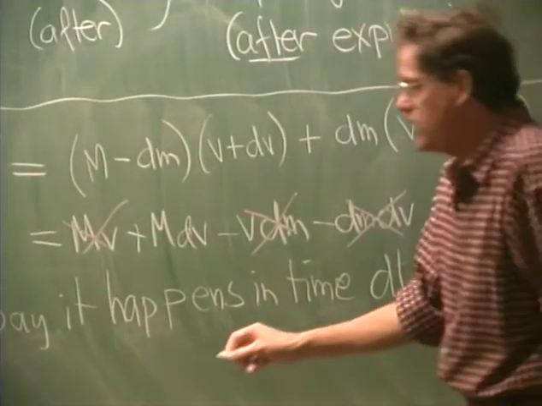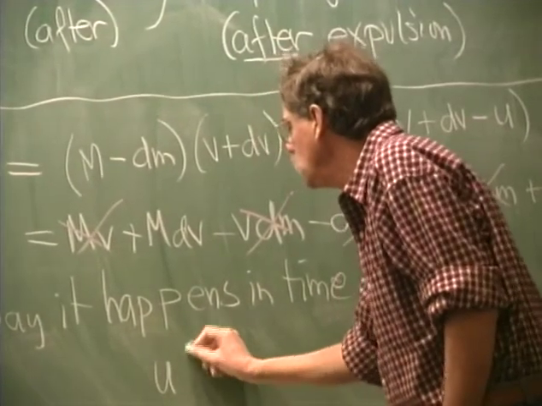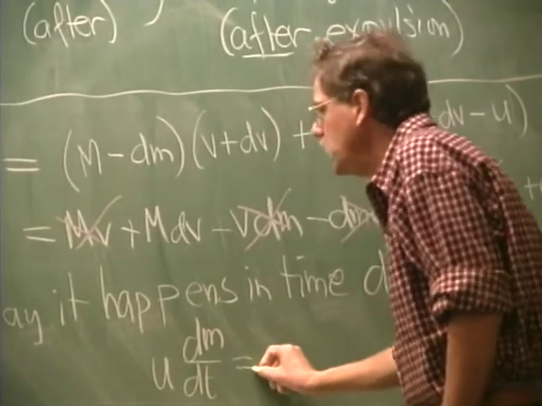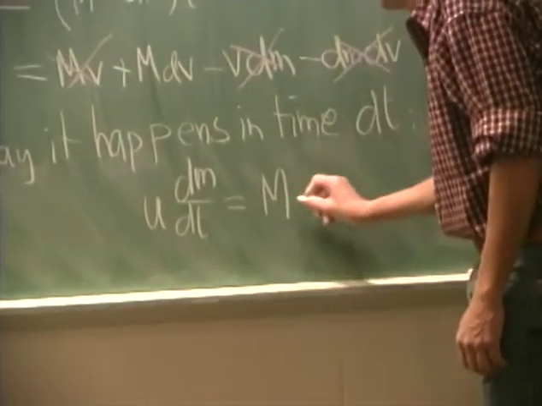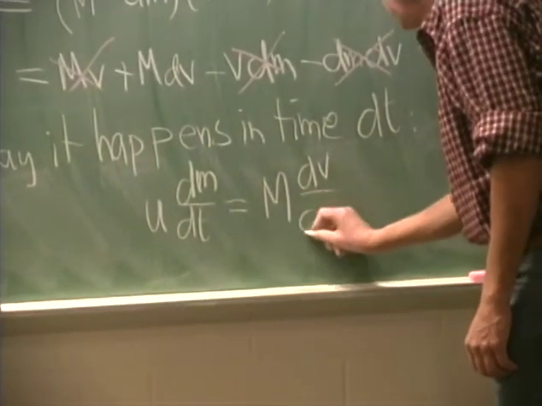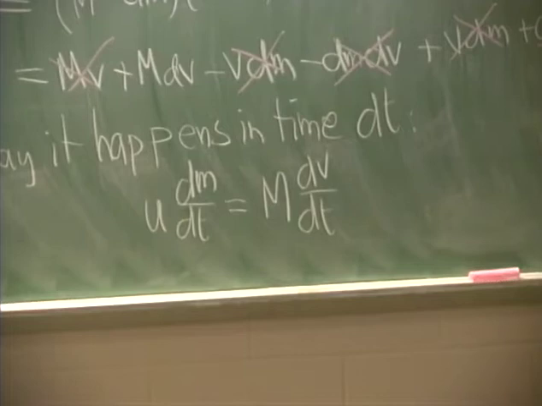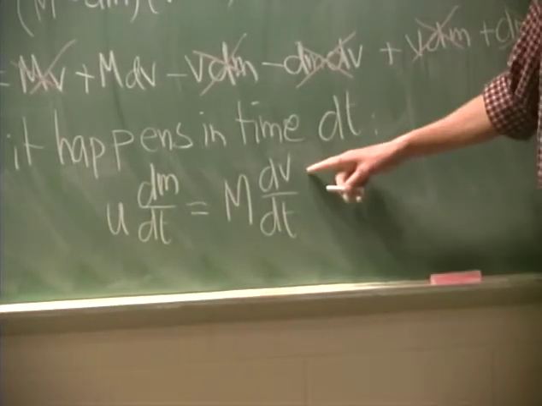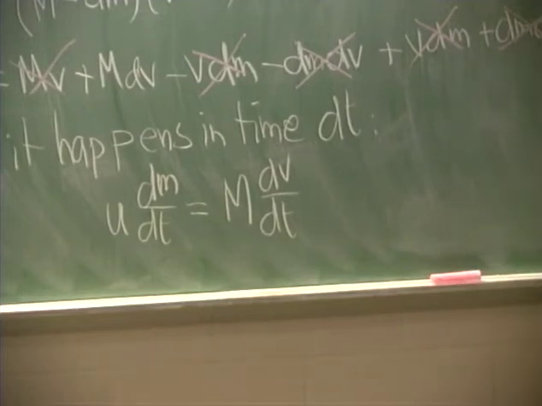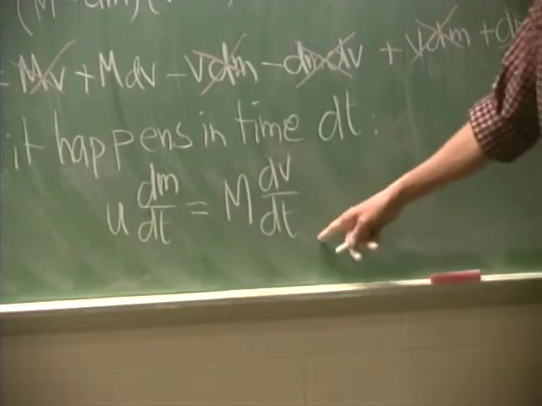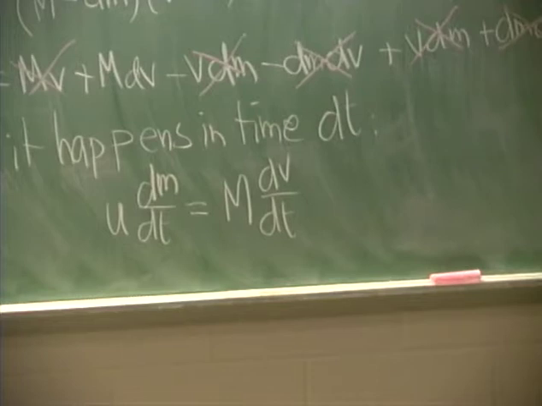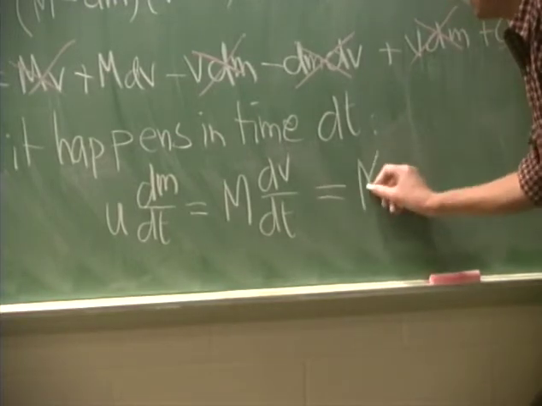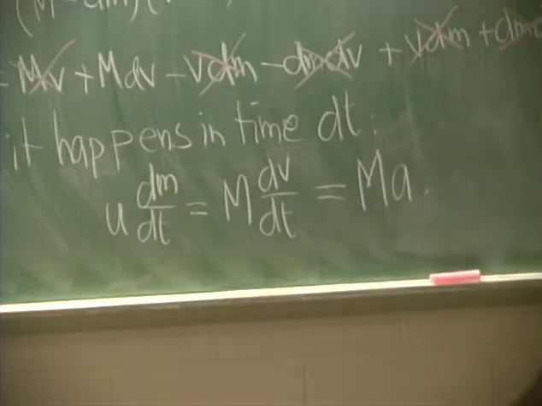Divide this equation by dt, and I see u times dm/dt is equal to m times dv/dt. dv/dt, that's the little increase in velocity divided by the time it took to do it. What would you call that? That's nothing but the acceleration of the rocket, right? So I have on the right-hand side ma.